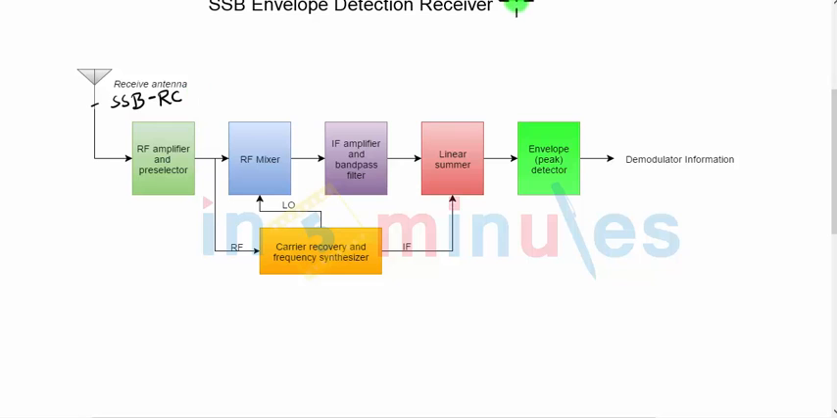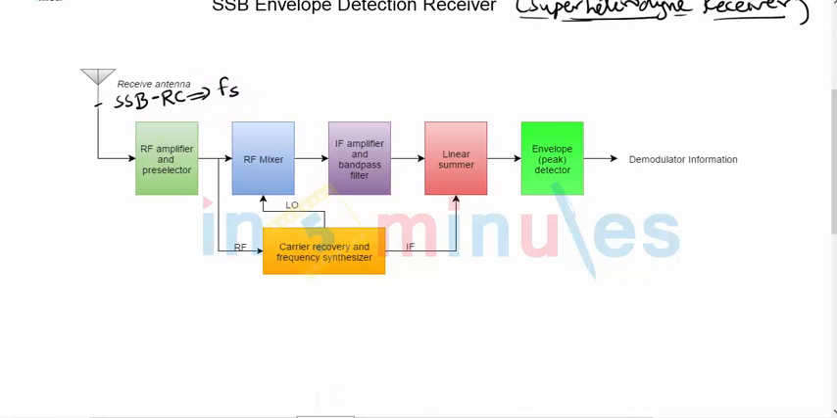But please remember that we are going to use the superheterodyne concept, because we want to avoid the receiver operation at high frequencies. So let's say the incoming signal is present at some station frequency Fs, which is also the carrier frequency. The first block as usual is the RF amplifier with pre-selector. The pre-selector will select the desired signal coming from the radio station to which the receiver is tuned. The RF amplifier will amplify the incoming signal. The output is given to the RF mixer.